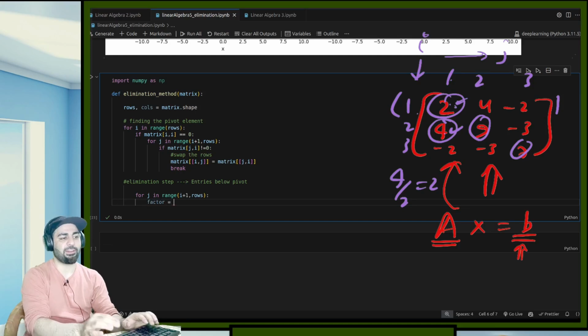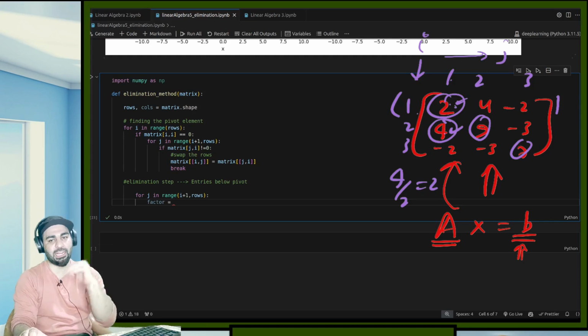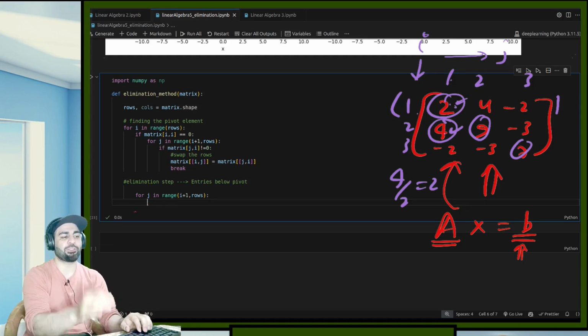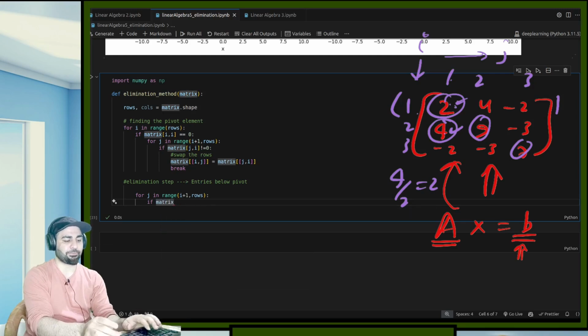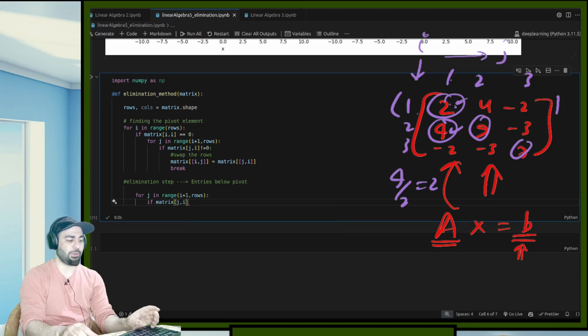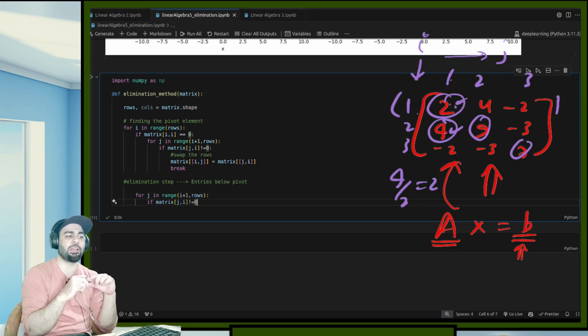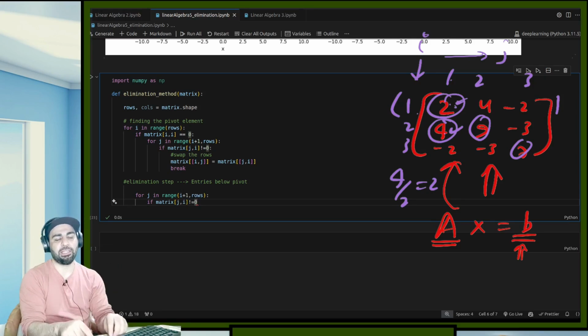So how to find that factor? I'll go to matrix of i, j, because if you see, that thing is my pivot. I'll first have to check that it is non-zero. Before doing this, I have to check that that thing is non-zero, otherwise it doesn't make sense. If matrix j comma i is non-zero, so you should make sure that the entry you're looking at is non-zero, and then you can find the factor.